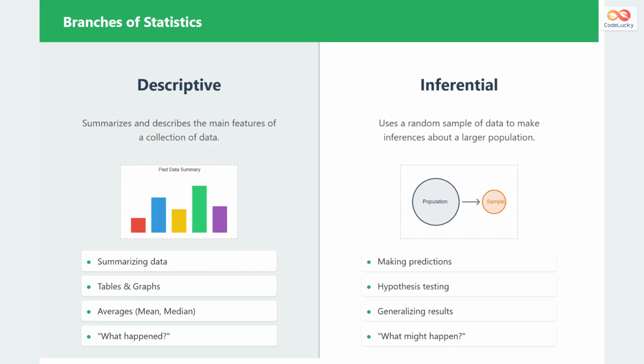Statistics is generally divided into two main branches: descriptive and inferential. Descriptive statistics summarizes and describes the main features of a dataset, telling us what happened in the past. Inferential statistics, on the other hand, uses a smaller sample of data to make predictions or generalizations about a larger population, essentially asking what might happen in the future.